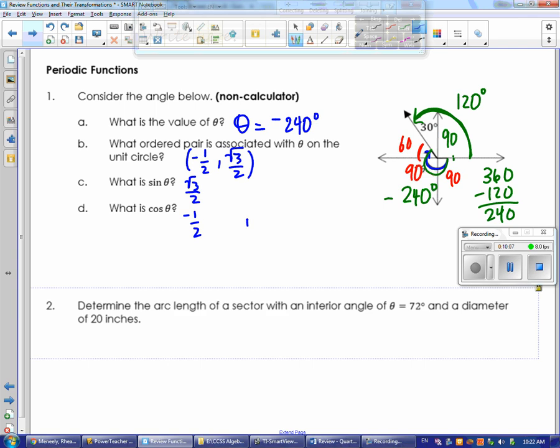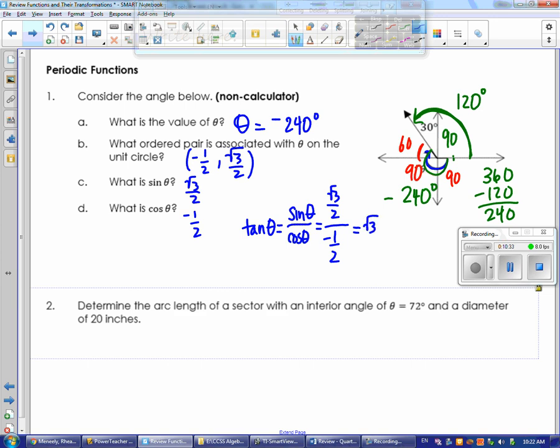You may also be asked to find the tangent of theta. The tangent of theta then would be the sine of theta over the cosine of theta. And so in this case, I'd be taking the square root of 3 over 2 and dividing that by a negative 1/2. That's a compound fraction. And so if I want to simplify it, I'm just going to use my rules of division of fractions, and I'm going to multiply by the reciprocal.